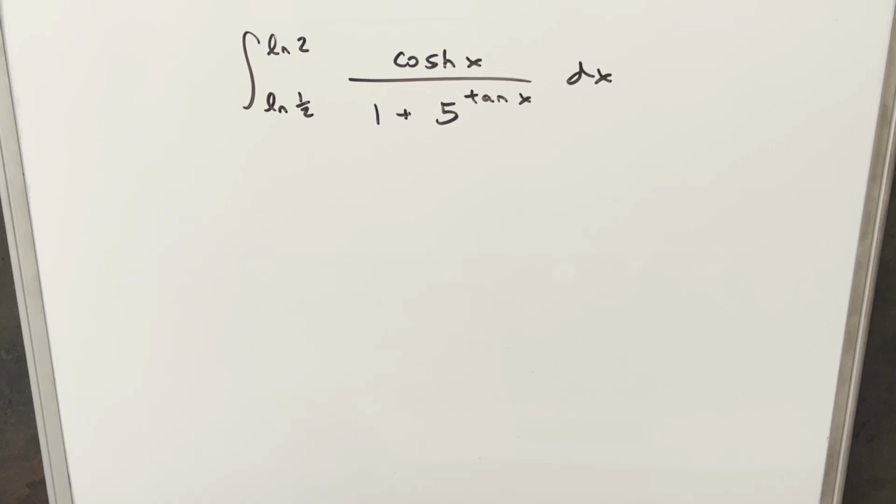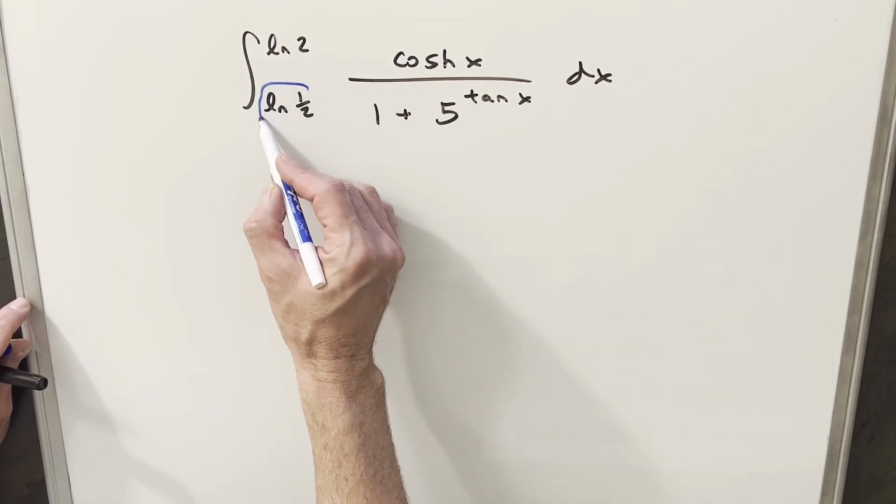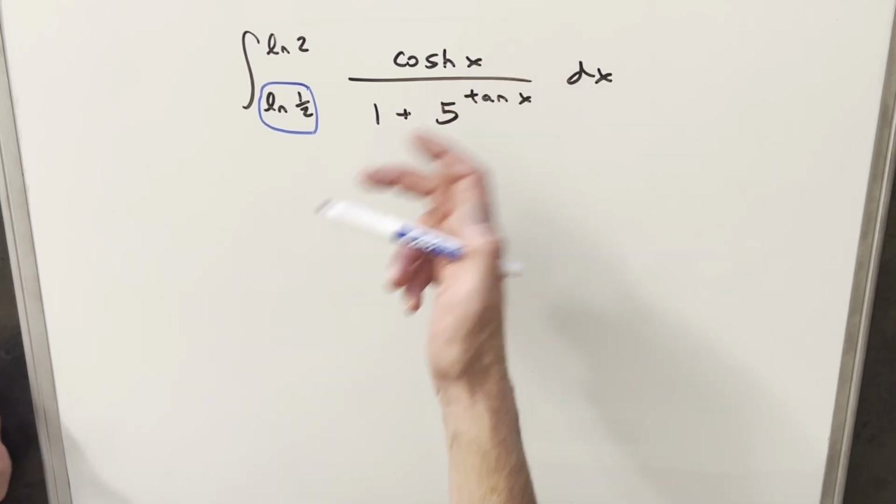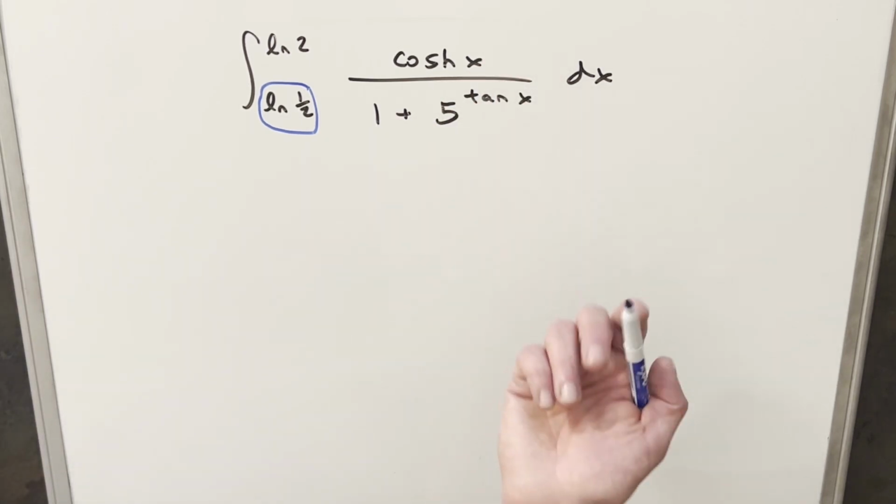Okay, we have here today a really interesting looking integral on the board. We have the integral from ln of 1/2 to ln of 2 of cosh x over 1 plus 5 tan x dx. Okay, I've got a whole bunch of concerns here and a few things to be worried about. The bounds are kind of unusual, having natural log in here. The other thing that we don't see very often is we have cosh. We've got the hyperbolic trig function with the regular trig function.